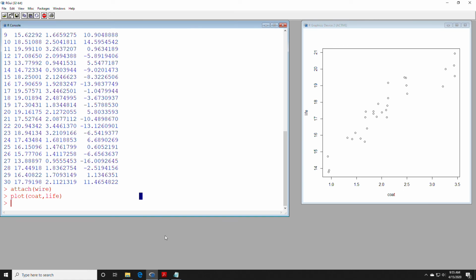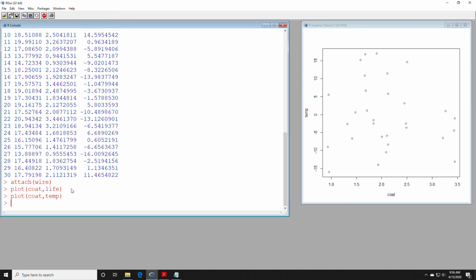I think B asks us to do the same thing, but with the second variable, the ambient temperature. Now looking at this, I don't see a relationship, whether linear, quadratic, cubic, or some other strange function, exponential. I see no pattern here between coating and temperature. To me, this looks like a random scattering of points at these different coating values.